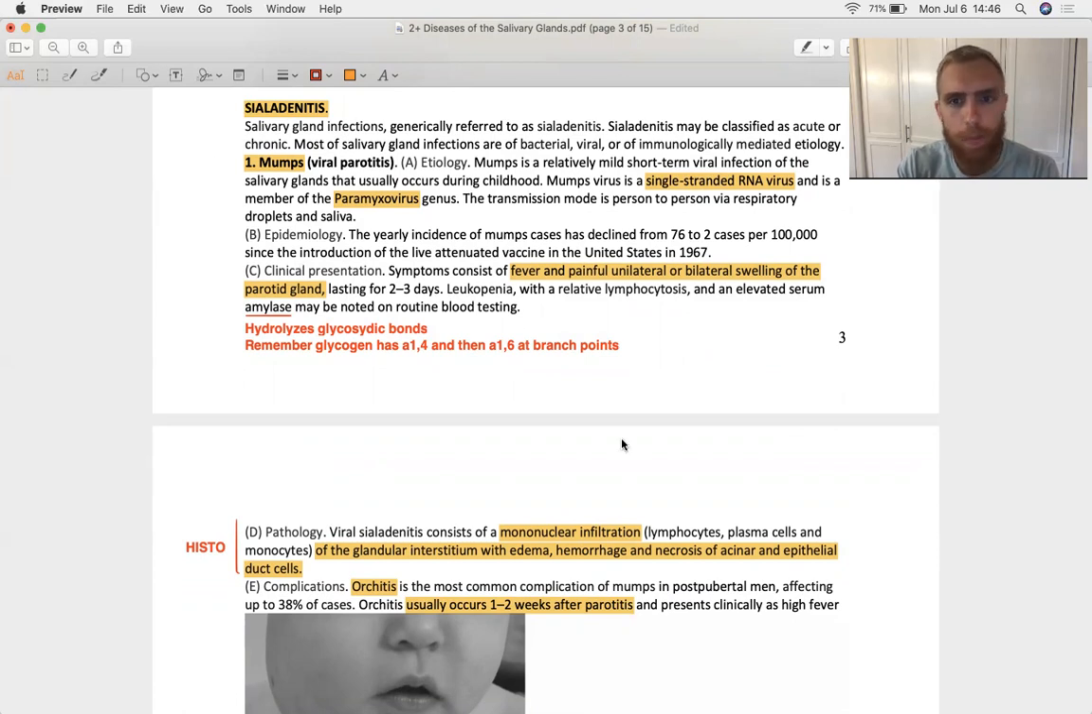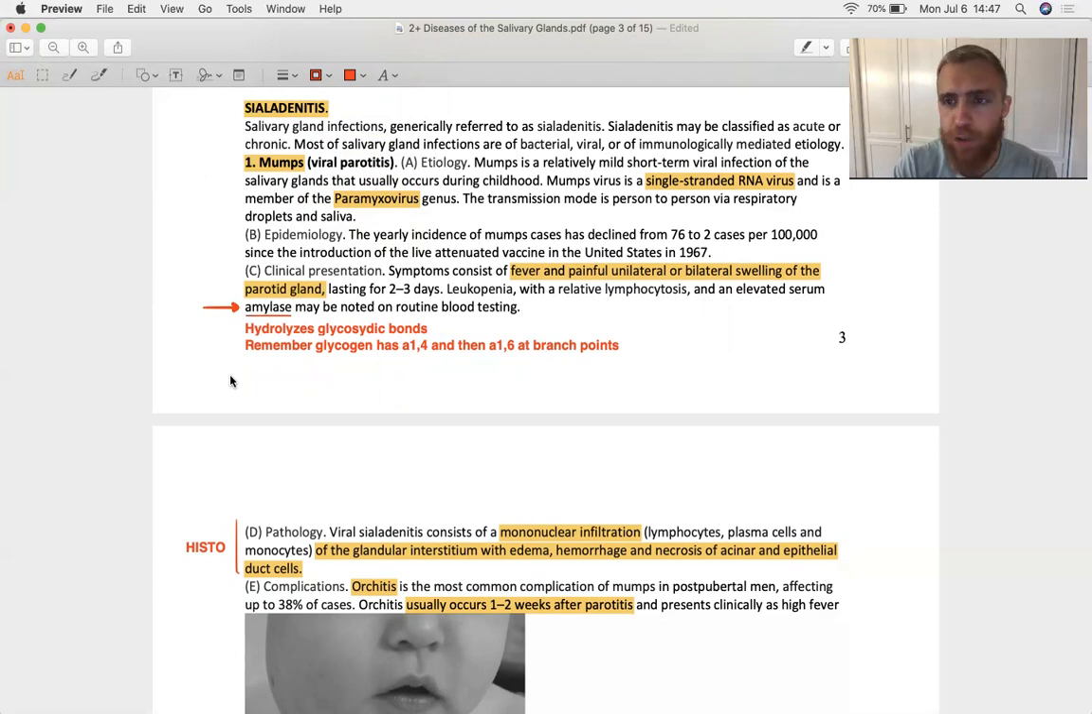So patients with mumps are going to have an elevated serum amylase. I think that's an important and test-worthy point because we have been using serum amylase to diagnose mumps for a long time now, so it's probably not going away, like leaving test questions, anytime soon.